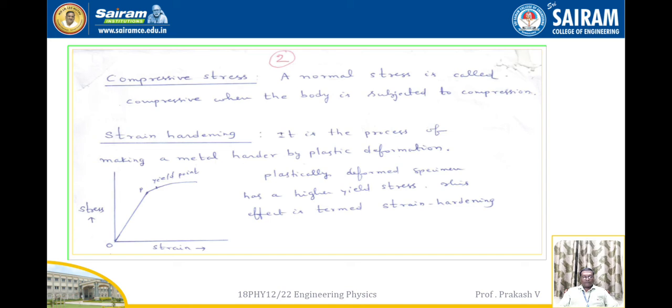Next, let us discuss strain hardening. It is the process of making a metal harder by plastic deformation. A plastically deformed specimen has a higher yield stress. This effect is termed strain hardening. So here is a graph plotted, stress versus strain, and the shape of the curve is showing strain hardening after the yield point.